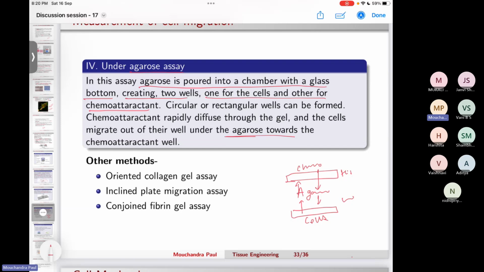So through the agarose you can use a confocal microscope in order to see how the cells are placed in different z planes. Because this is a hydrogel, this is a 3D structure. So these kinds of assays are available. Other than that, you can also use other methods like oriented collagen gel assay, inclined plane migration assay, conjoint fibrin gel assay. So various kinds of assays are there that will help you to quantify the cell migration process.